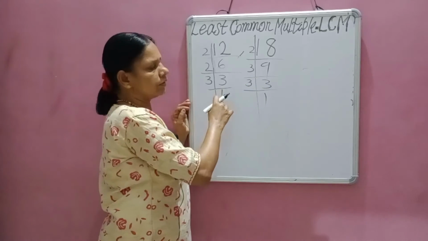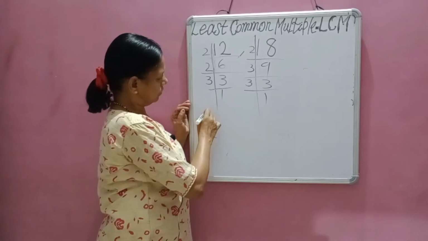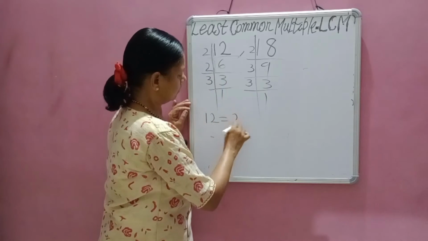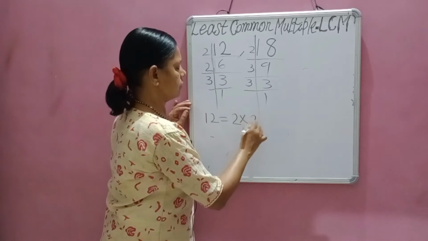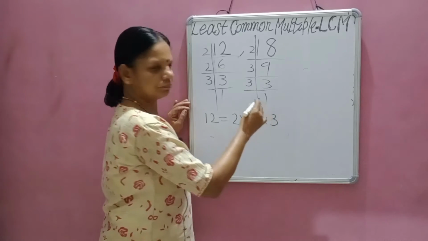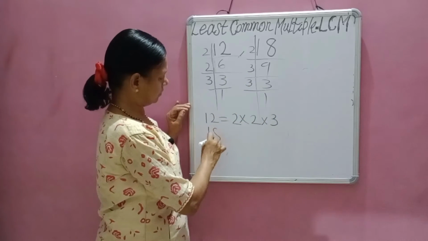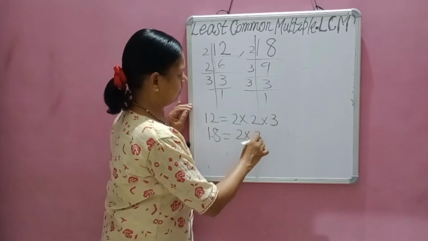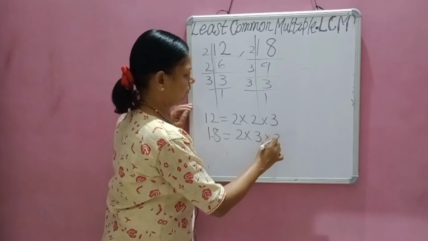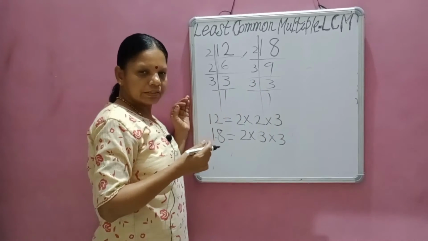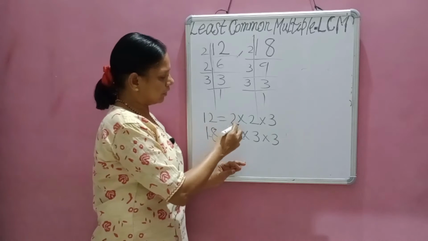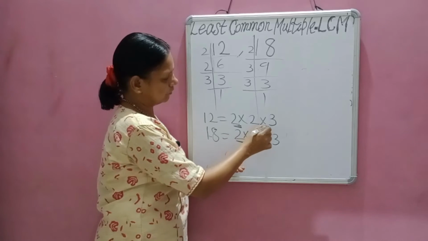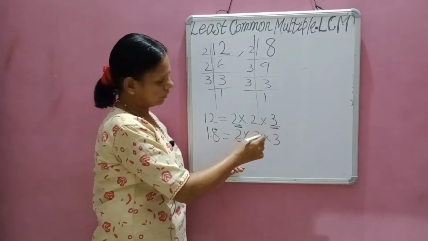Now we can write the numbers as the product of prime factors. 12 equal to 2 into 2 into 3. 18 equal to 2 into 3 into 3. Now how will you get LCM? First we take out the common factors. 2 common, 3 common.